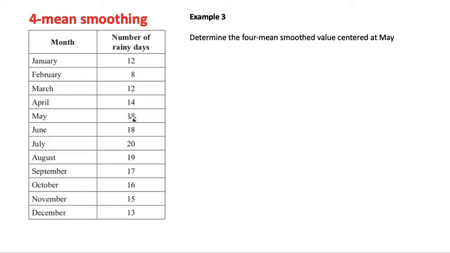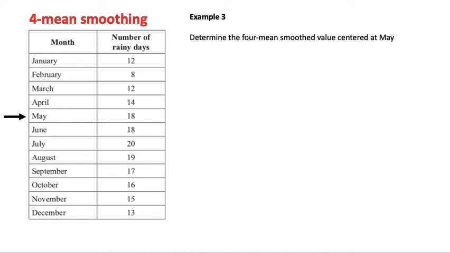Now, if you ever have to smooth over an even number of points, like 4 or 2 or 6, it's kind of a two-step process because we can't group our data symmetrically when we do this. So we have to take 2 groups and then center them at the end, as you'll see as we work our way through this.